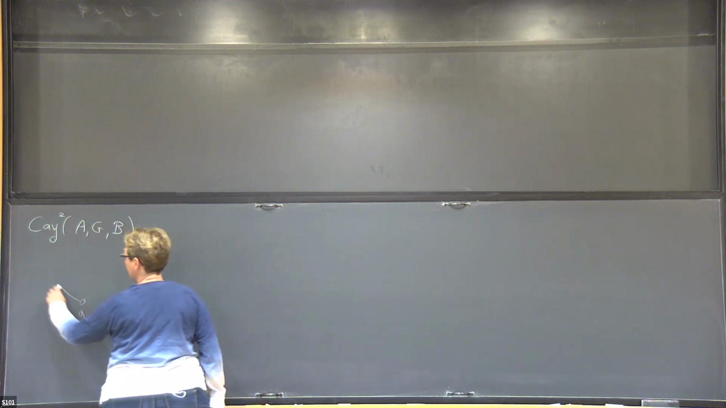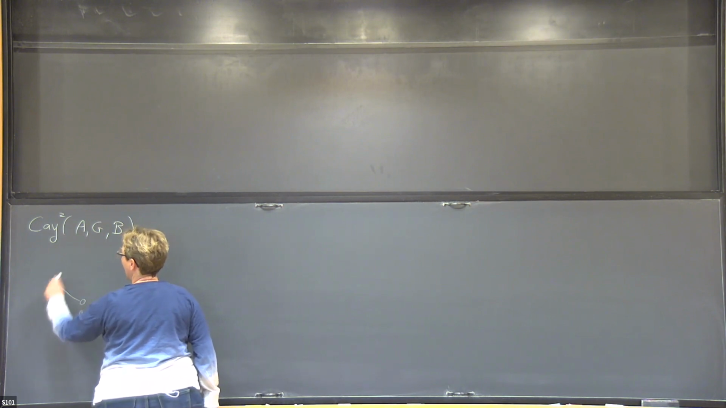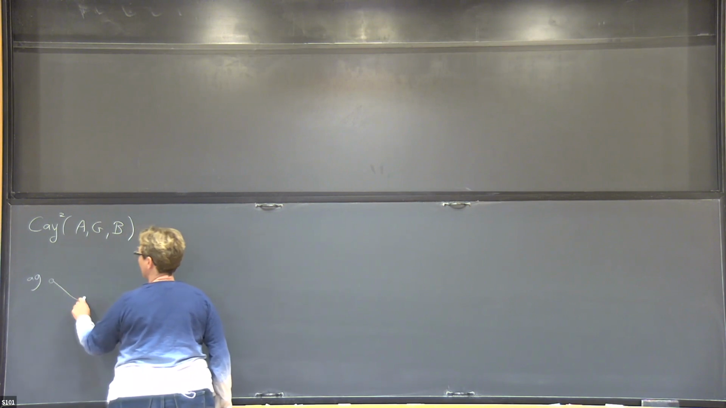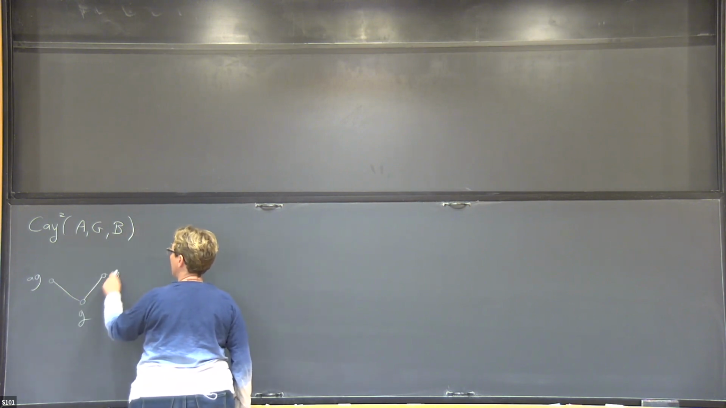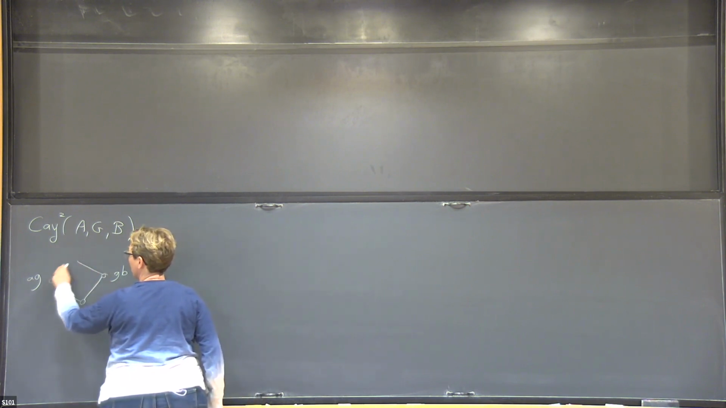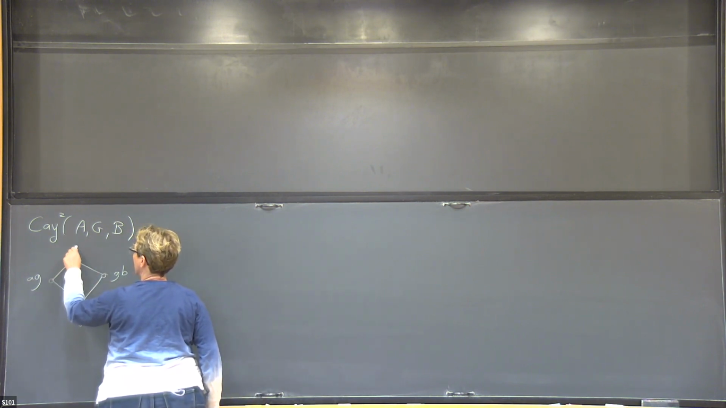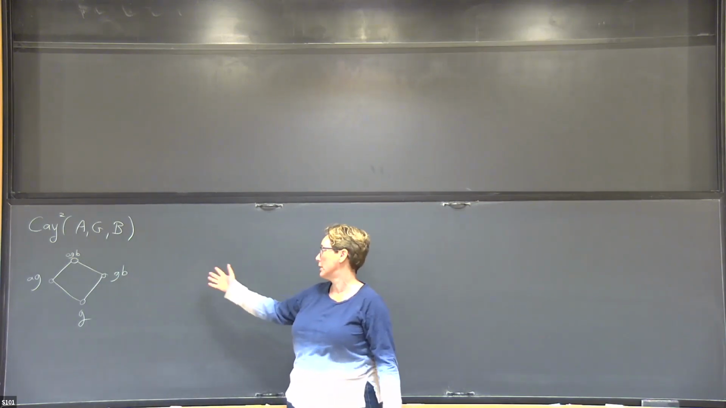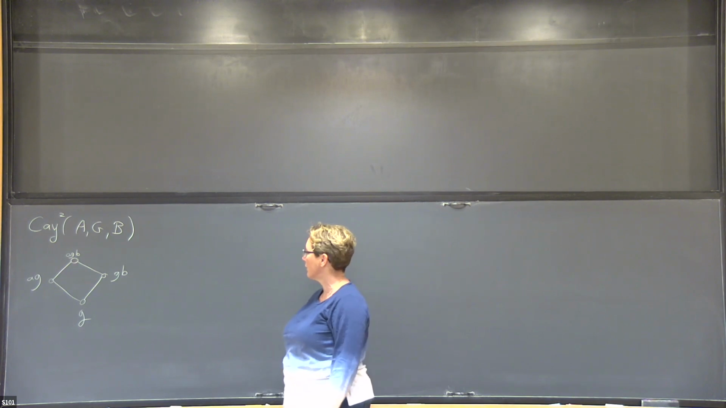and this vertex has neighbors for every left multiplication by an A element, and for every right multiplication by a B element. And the nice thing is that this will always close a square for you, and you have here A, G, B. Okay, so that's the combinatorial structure that we're looking at.